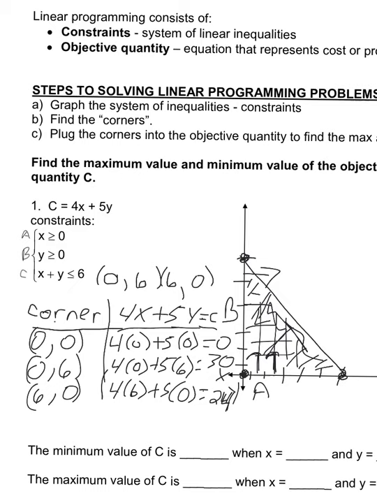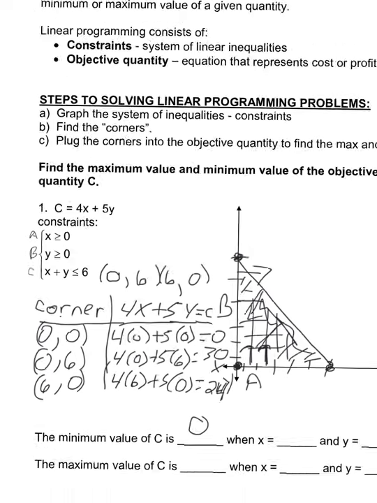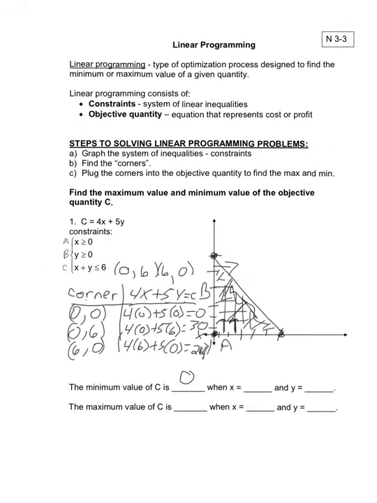So the minimum value of C, the smallest I had, equaled out to 0. And that happened when my X value was 0 and my Y value was 0. The maximum value of C was 30, and that happened when my X was 0 and my Y was 6. Okay.